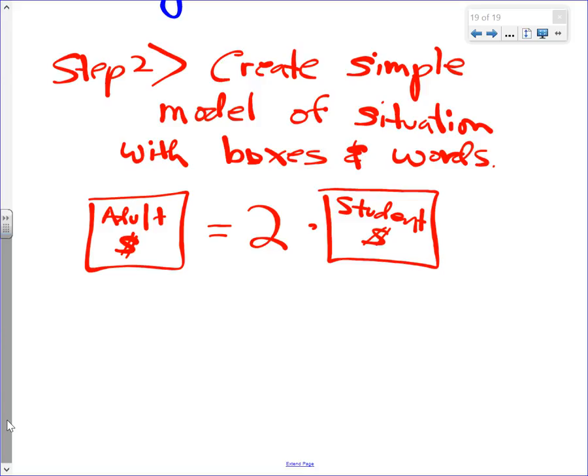Notice that's a model. I put it in boxes. If a student ticket is $5, how much would the adult ticket be? 10. You take whatever the student is and multiply by 2 to get the adult. If a student price is $10, you multiply by 2 and the adult price is 20. We just don't know what the price is, but we know this is for sure the case. We call this a model. The adult price of a ticket is equal to 2 times the student price of the ticket. That's fair. You guys agree?